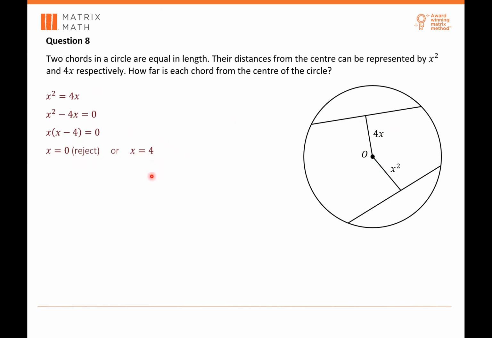Okay, so I know that my x is 4. How do I find the distance from the chord to the center? So I'm looking at this distance. I will take 4 times 4, because I'm trying to find 4x, which gives me 16. So each chord is 16 units from the center of the circle. Okay, they never give you the units for your chords.